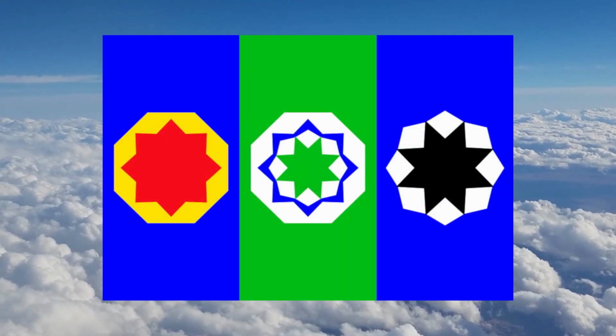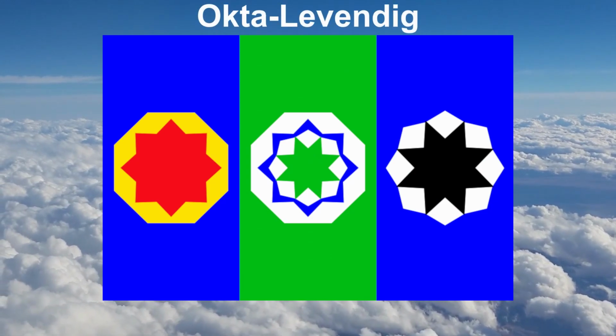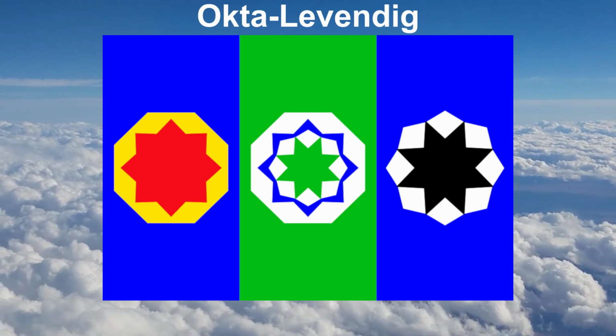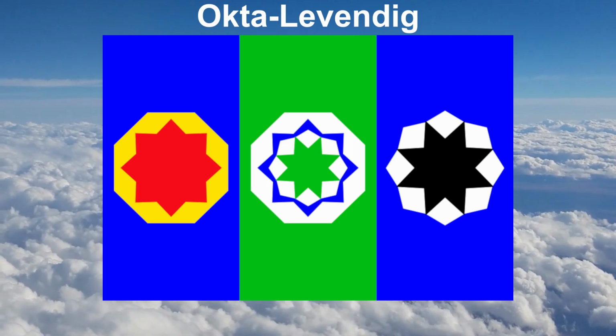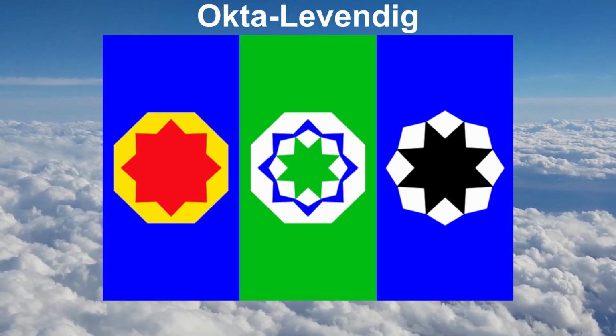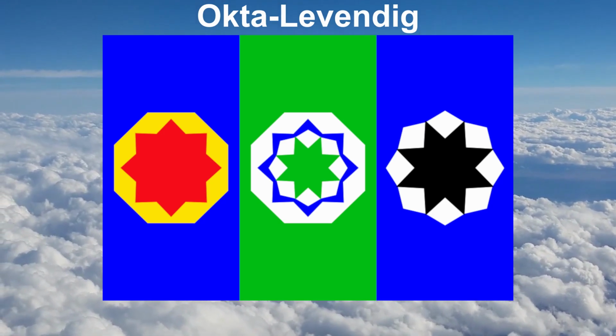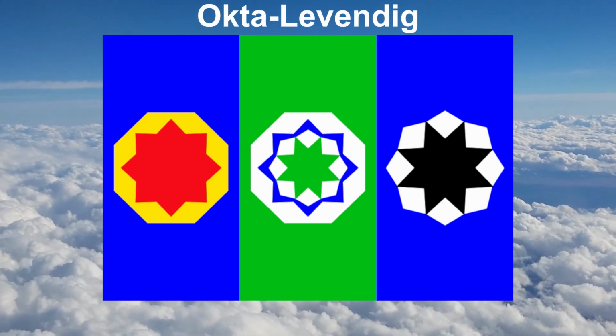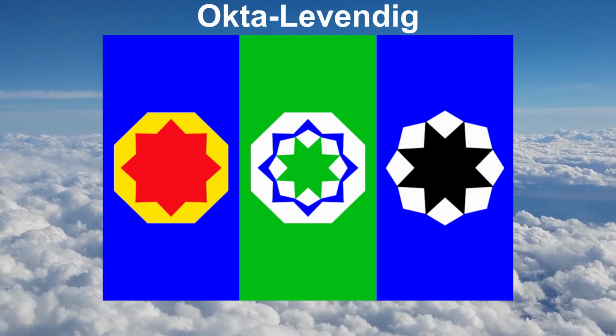This is the flag of Okta-Levendig, also known by its official name, the United Kingdom of Okta-Levendig. The right and left bands are in blue, while the center band is in green. To the left is the coat of arms of Okta in yellow and red, and to the right is the coat of arms of Levendig in white and black. At the center is the unified coat of arms of the 2 kingdoms in white, blue, white, and green.